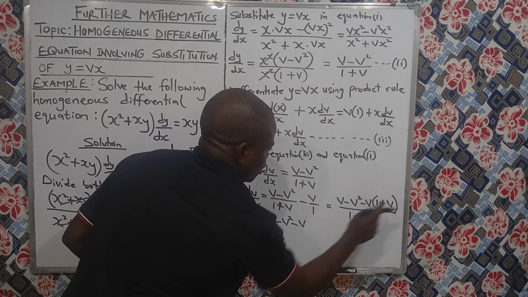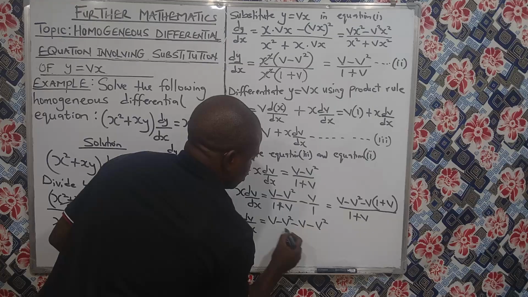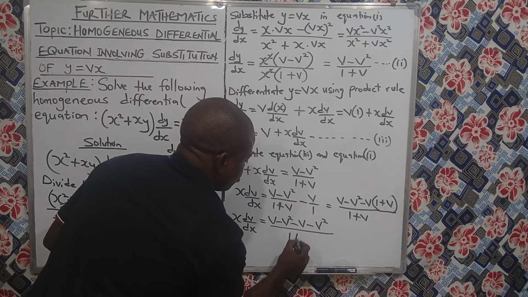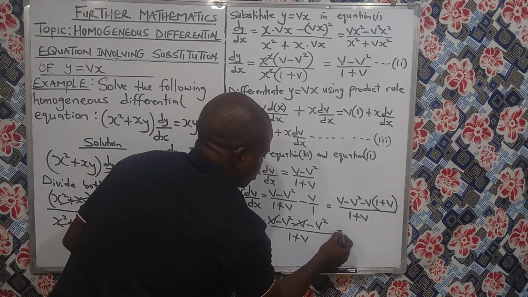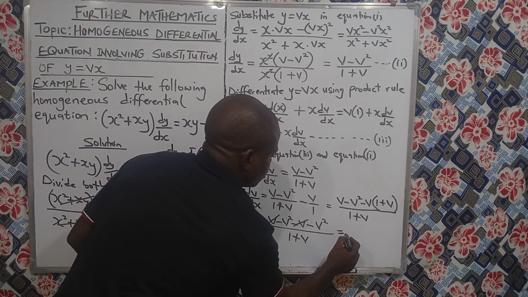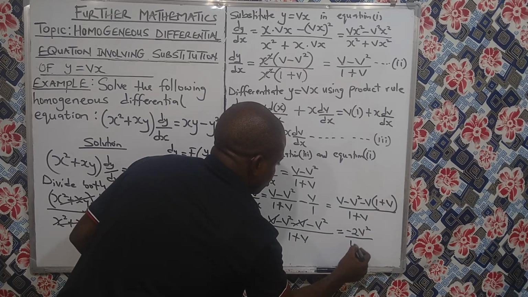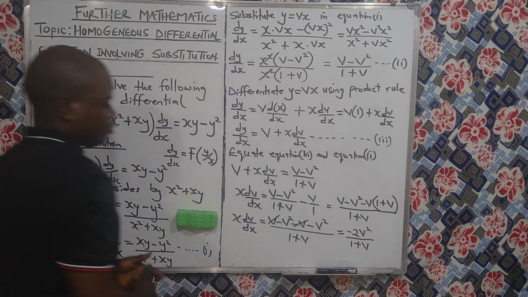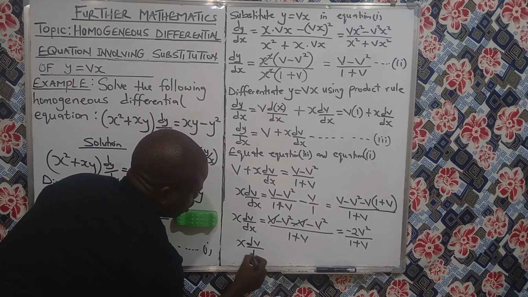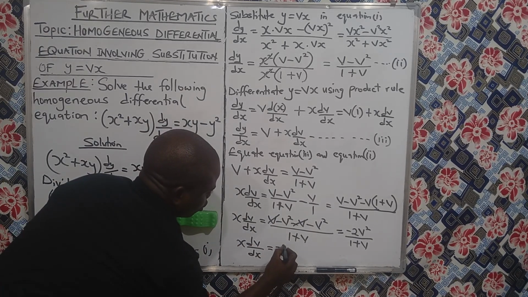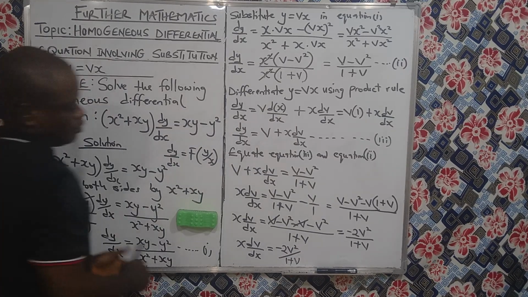Now x dv over dx equals v minus v squared minus v times 1, that's minus v times v minus v squared over 1 plus v. v cancels minus v. We're left with minus v squared, that means we have minus 2v squared over 1 plus v. Now you have x dv over dx equal to minus 2v squared over 1 plus v.